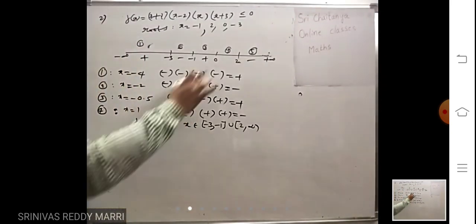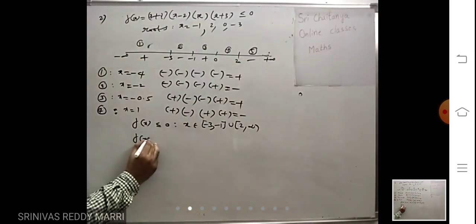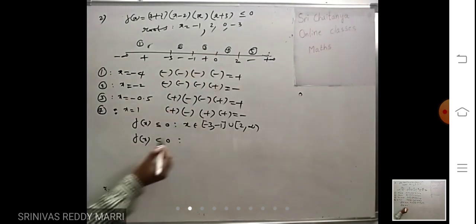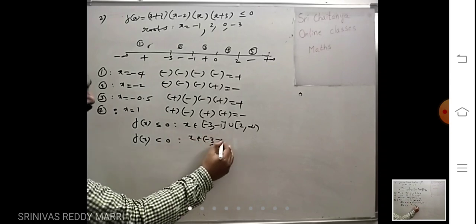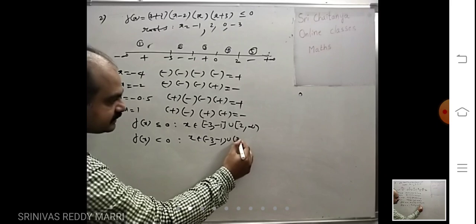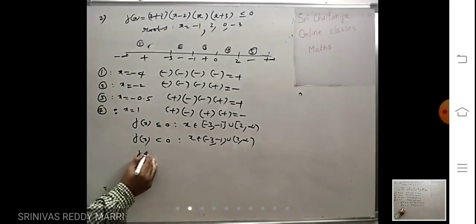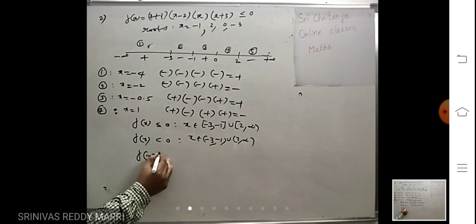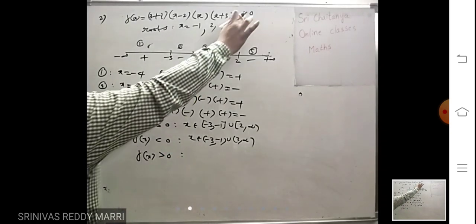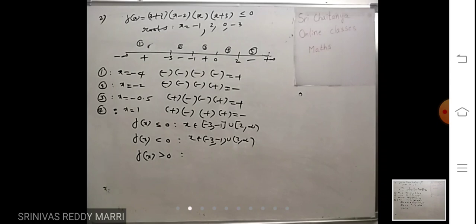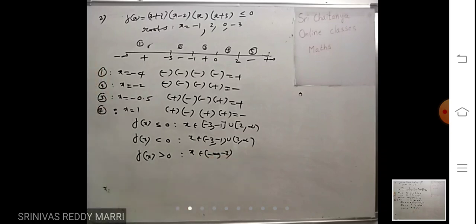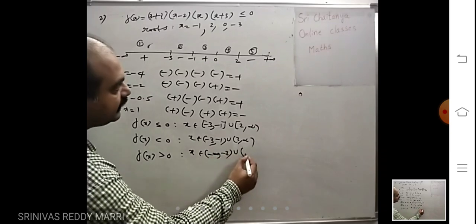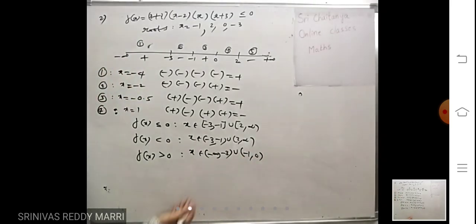This is the answer. Suppose instead of less than or equal to 0, it is given less than 0. What happens? You write negative intervals, just open brackets. Suppose it is given greater than 0. Greater than 0 means only positive intervals, open interval. Minus infinity comma minus 3, union minus 1 comma 0. This is positive, this is positive. This is one answer.